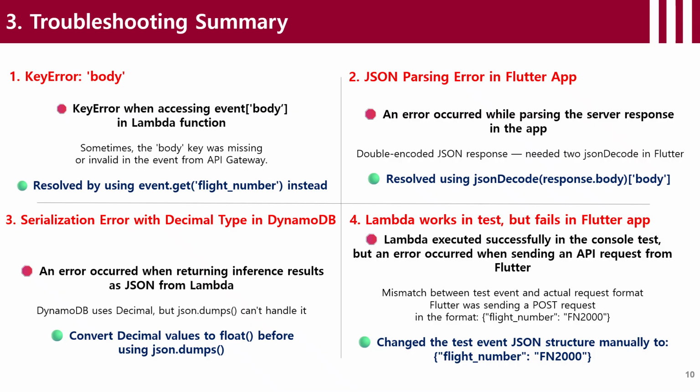Next one is DynamoDB decimal serialization. The decimal type causes a JSON error. Convert to a float before returning responses. Next one is Lambda and Flutter test differences. Infrastructure was different between the Lambda console and the real app. We matched the Lambda code to the actual app request format.